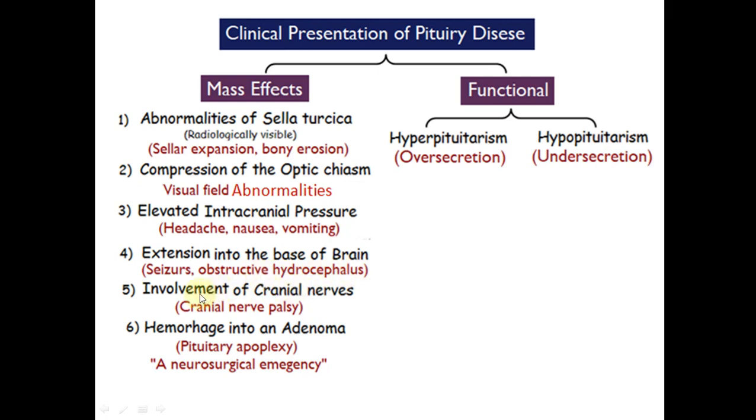If the tumor compresses the cranial nerves, it will lead to cranial nerve palsy. For example, if the facial nerve is pressed, it will give rise to Bell palsy.